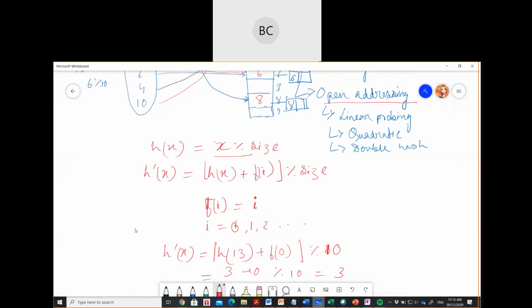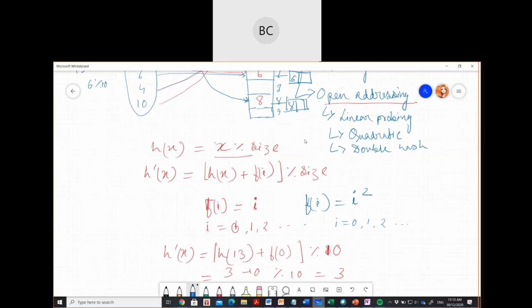Now in the case of quadratic, everything remains the same, just that for quadratic this f of i will be i square. Then again these values will be the same; i will start from 0, 1, 2, 3, 4. It's just to find the location. But if you directly search, the search space is greater than the hash table. See, in quadratic we have this problem.